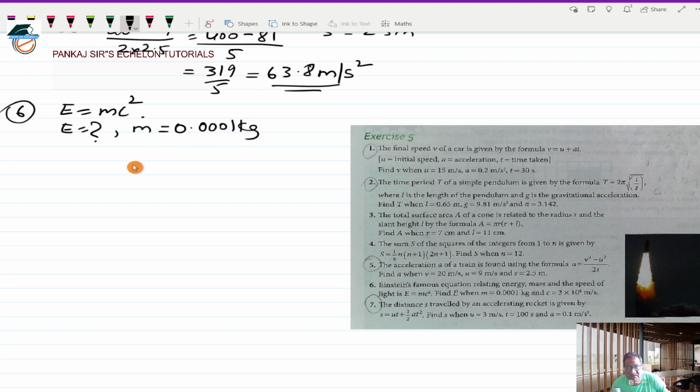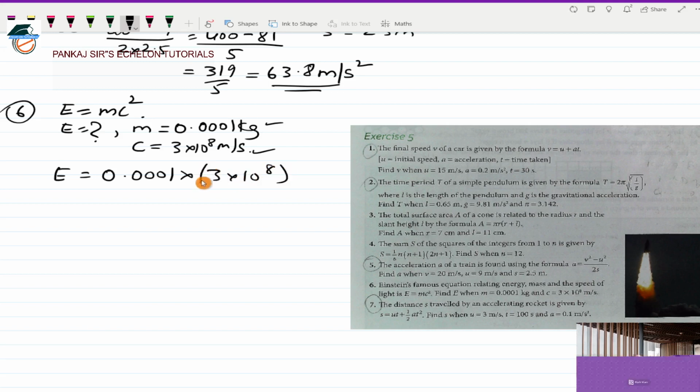Here m is given to you as 0.0001 kg, and c is given to you as 3 into 10 raised to 8 meter per second. Now see, this is given in kilogram, this is given in meter per second. So both are in SI system, so need not worry about it. So E will be equal to, and now I'll plug in the value. Instead of m, I'll put 0.0001, and instead of c, I'll put 3 into 10 raised to 8 square.